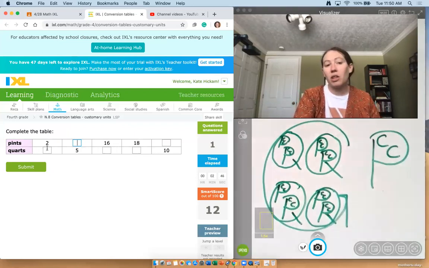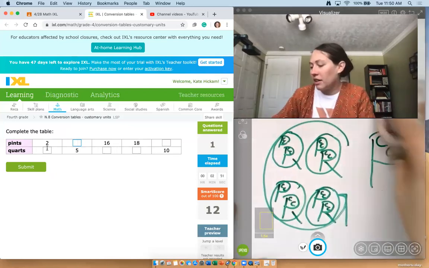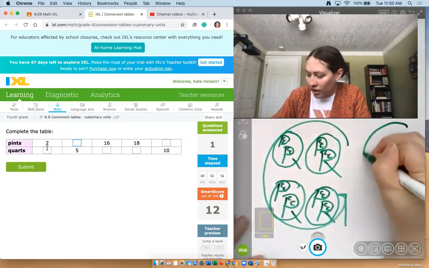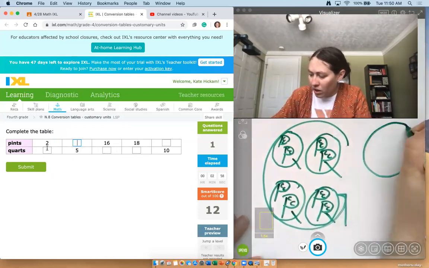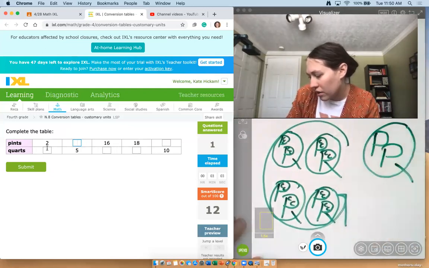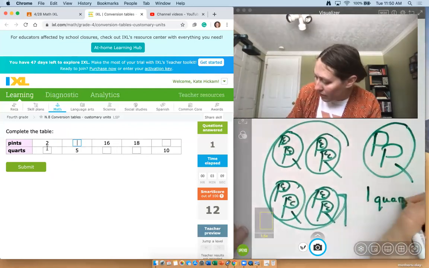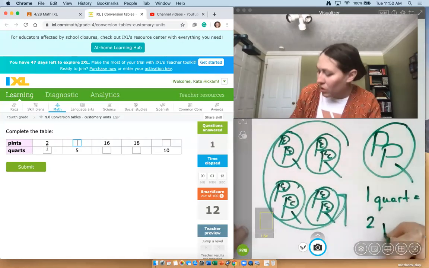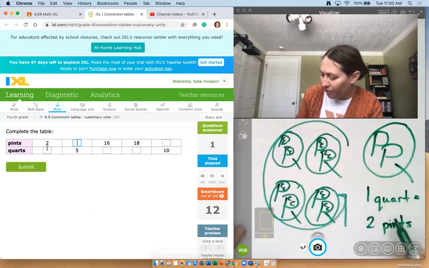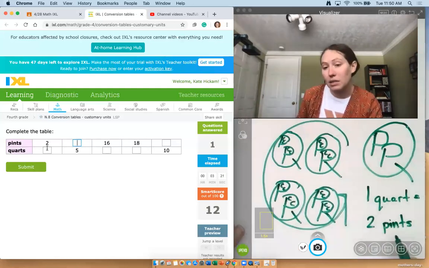So this time I'm dealing with quarts and pints. I'm going to draw. So for every Q, there are 2 P's. So 1 quart equals 2 pints. Which means if I'm looking for the number of pints, I'm going to multiply because it's going to get bigger. If I'm looking for the number of quarts, I'm going to divide because it's getting smaller.